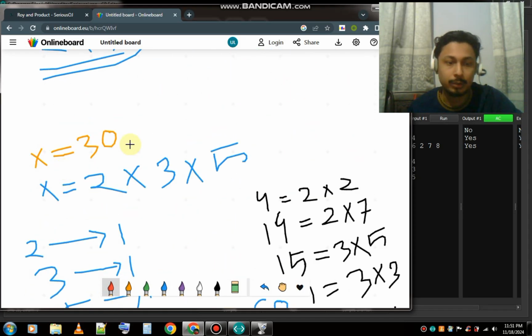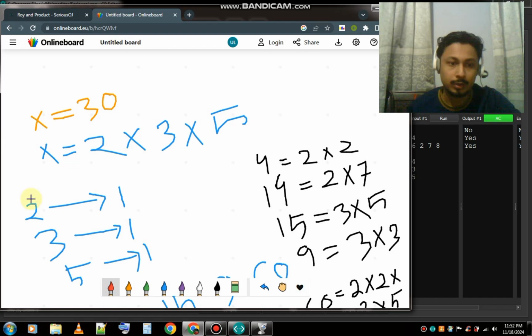Let's say x equal to 30, right? What are the prime factors of x? 2 into 3 into 5. So 2 one time, 3 one time, and 5 one time, right? This is the frequency of x's prime factors. We need to use these prime factors when we arrange the given array. We don't need to focus on other prime factors. If these prime factors are available in a particular range, then we can say the product is divisible by x or not, right?